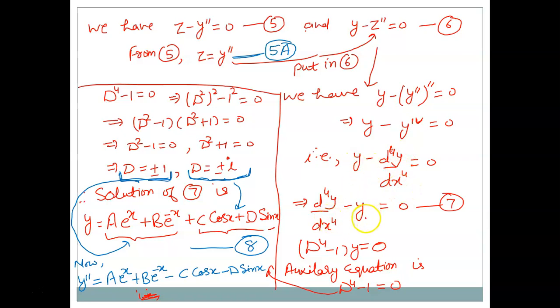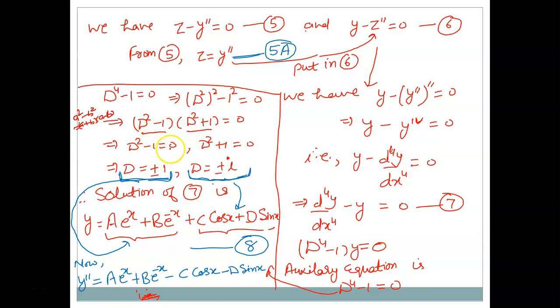y minus this. You can write it in this form. In symbolic form, you can write (D^4 - 1)y = 0. So the auxiliary equation for this is D^4 - 1 = 0. Now we are solving it on this side. So you see, we are having D^4 - 1 = 0. You can write it as (D^2)^2 - 1^2. So here you can apply the formula that a^2 - b^2 is equal to (a + b)(a - b). So using that formula, you can write (D^2 - 1)(D^2 + 1).